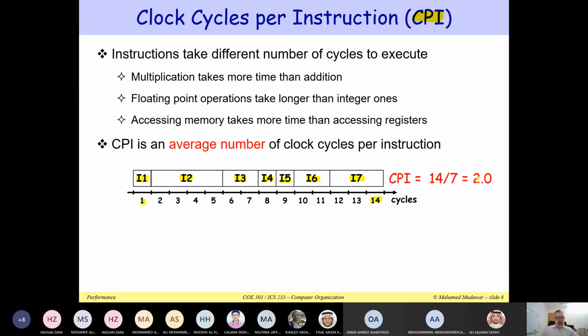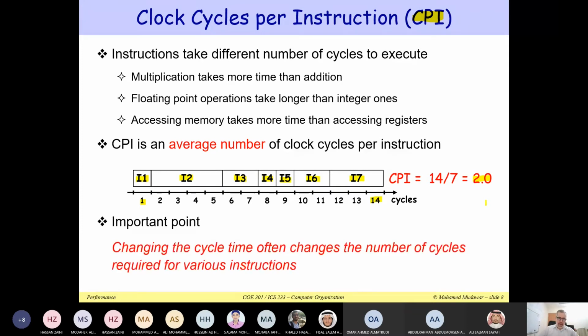Now this is an average number. It does not really have to be an integer. You might get 2.1, 2.2. That's fine. So that's the average CPI. For this example, it turns out to be 2.0. Okay, is this clear? That's what we call the average CPI.